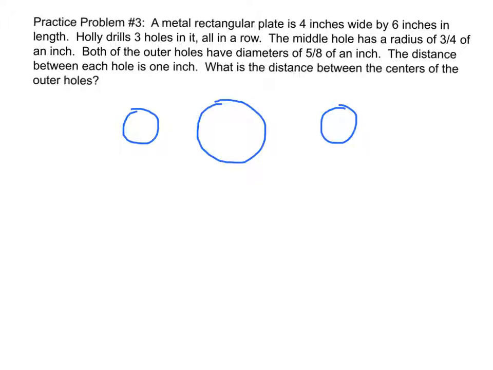The question says, what is the distance between the centers of these outer 2 holes? So I want to know, what is the distance from there to there? That's the question that's being asked. And it does give me some other information. It says that the middle hole has a radius of 3/4 of an inch. So the question is, what do we mean by radius? By radius, we mean the distance from the center to an outside edge. So that means that that is 3/4 of an inch, and that is 3/4 of an inch, because that is what is meant by the radius.